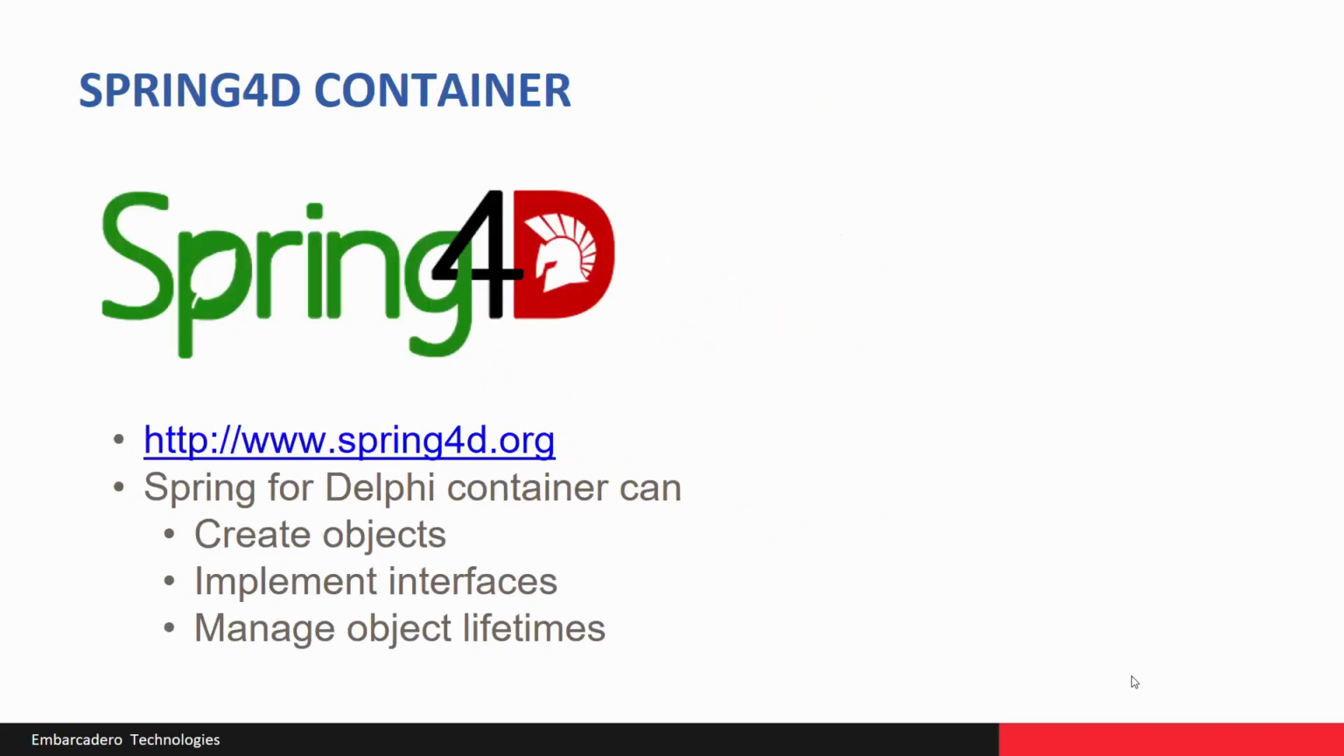Any object which is deemed injectable should be created by the dependency injection container. And luckily, Delphi has a very powerful, very capable dependency injection container as part of the Spring4D framework. You can find it at spring4d.org. It's maintained by Stefan Glienke, who has done a great job maintaining it. The Spring4D container can create objects, it can implement interfaces, and it can manage the lifetimes of those objects that you do create. So it's very powerful.